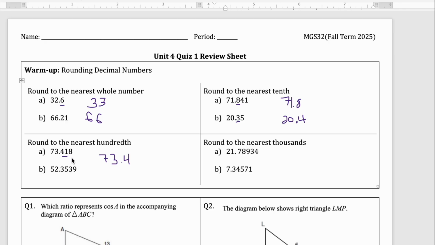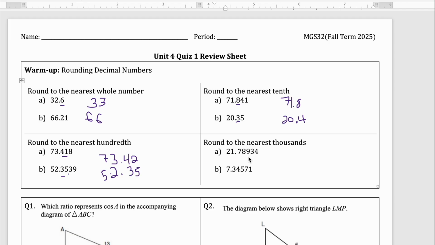Okay, and to find out if the 1 is going to become a 2 or stay, I look to the right of it, and the number to the right is an 8, so that's 5 or more, and I'm going to make this a 2 now. Okay, 2 place values. The third one is less than 5, so that number in the hundredths place is going to stay the same.